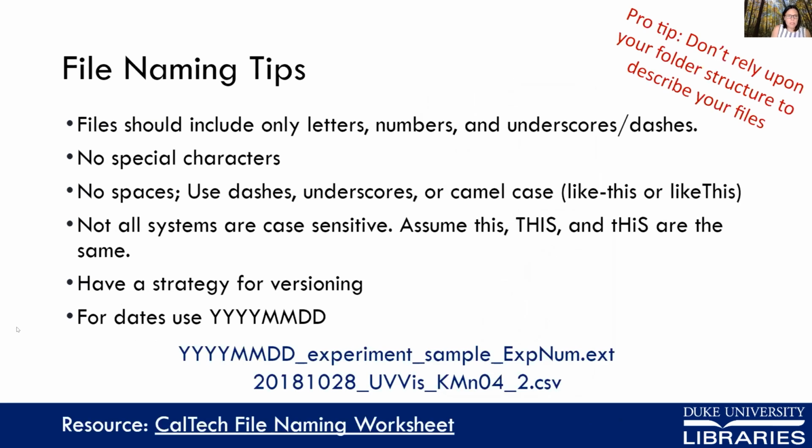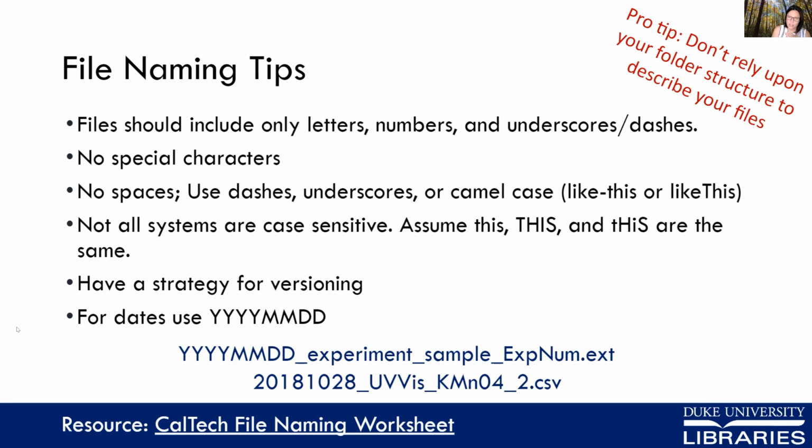Some other general tips for file names, and a lot of this is about making file names machine actionable. Generally, you only want file names to include letters, numbers, and underscores or dashes. You don't want to use special characters, because again, special characters can mean specific things to specific programs. And you also don't want to use spaces. Instead, use dashes, underscores, or camel case. A lot of this, again, is making sure that your file will be able to be read out into any different program or computational environment. Again, noting not all systems are case sensitive.